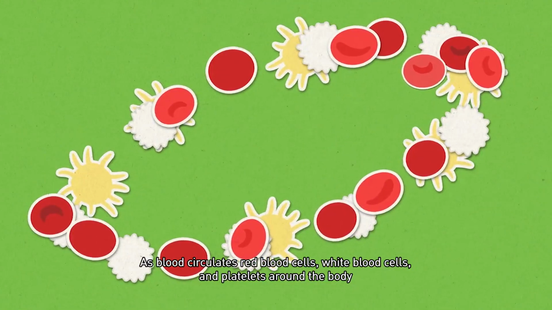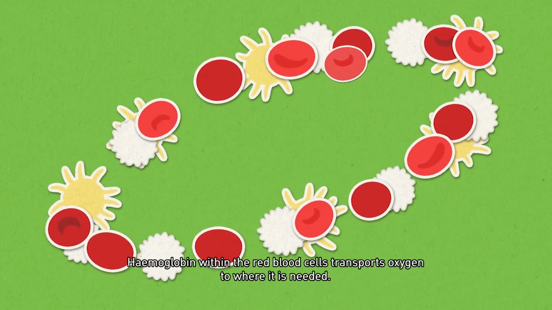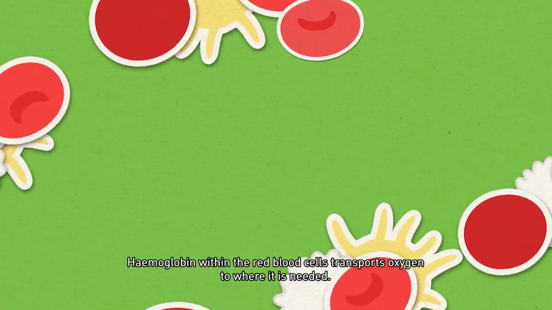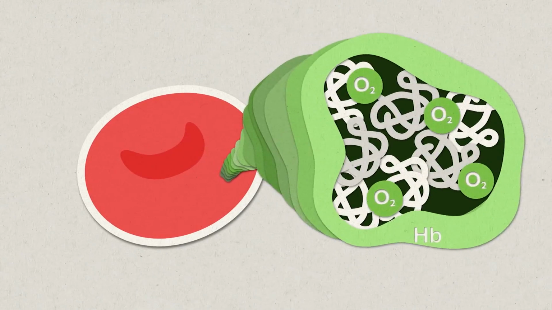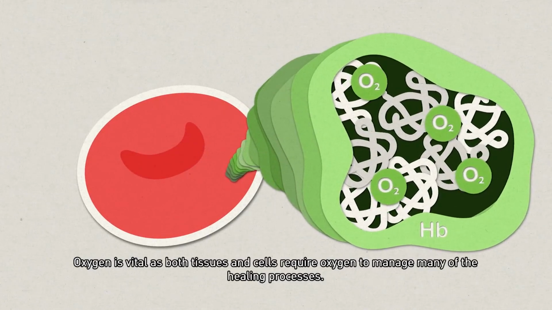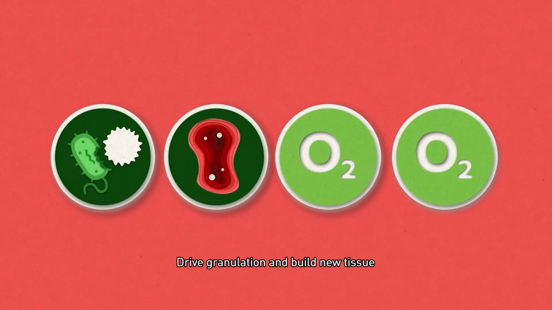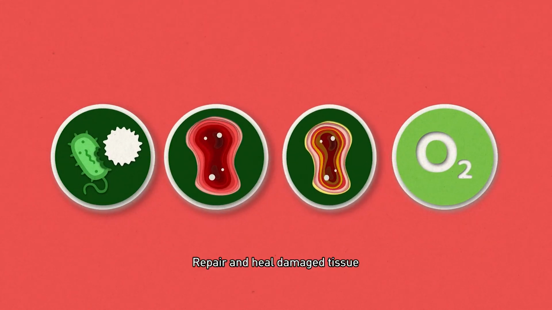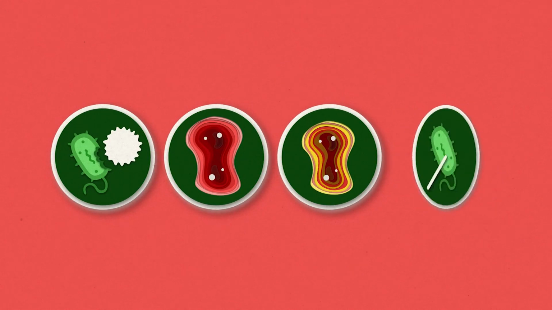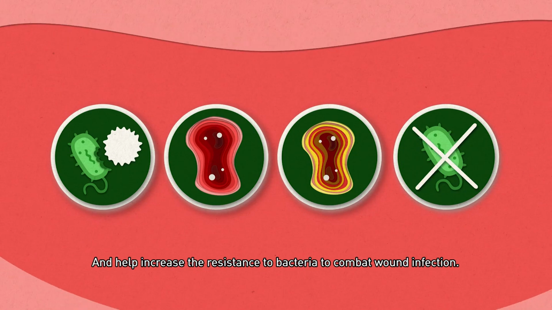As blood circulates red blood cells, white blood cells, and platelets around the body, hemoglobin within the red blood cells transports oxygen to where it is needed. In the context of wound healing, oxygen is vital as both tissues and cells require oxygen to manage many of the healing processes. It is required to initiate the immune response, drive granulation and build new tissue, repair and heal damaged tissue, and help increase the resistance to bacteria to combat wound infection.